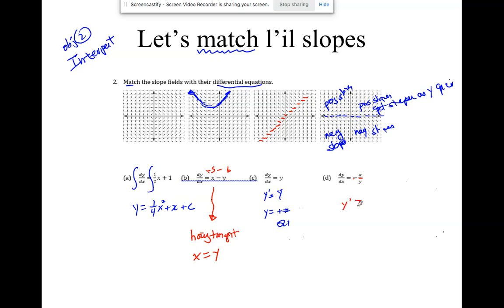So y prime does not exist when y is equal to 0. So you should have no slope drawn there. No slope lines wherever y is equal to 0. Now that's hard to tell on this graph, but there's no extra slope lines drawn. It's because it's horizontal. But also, when do you have a slope of 0?